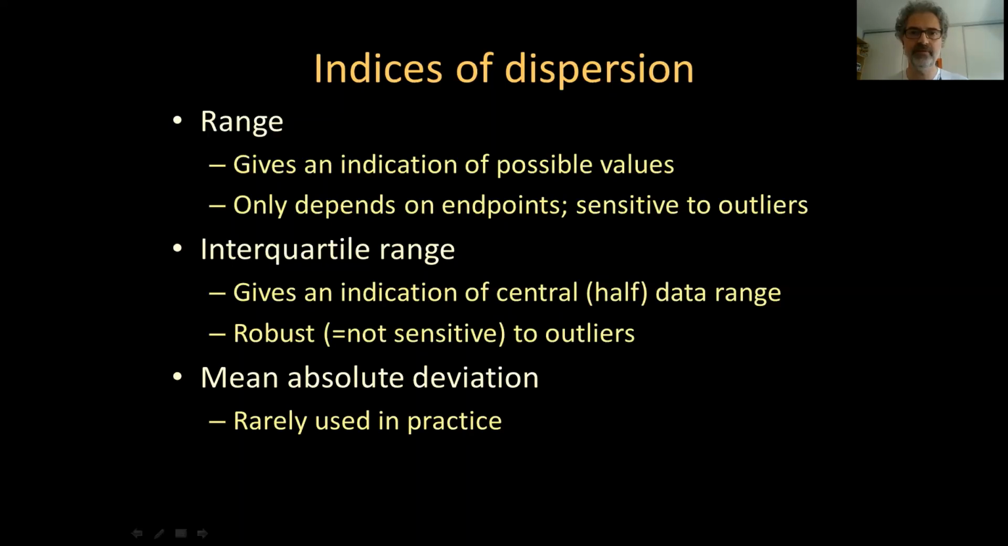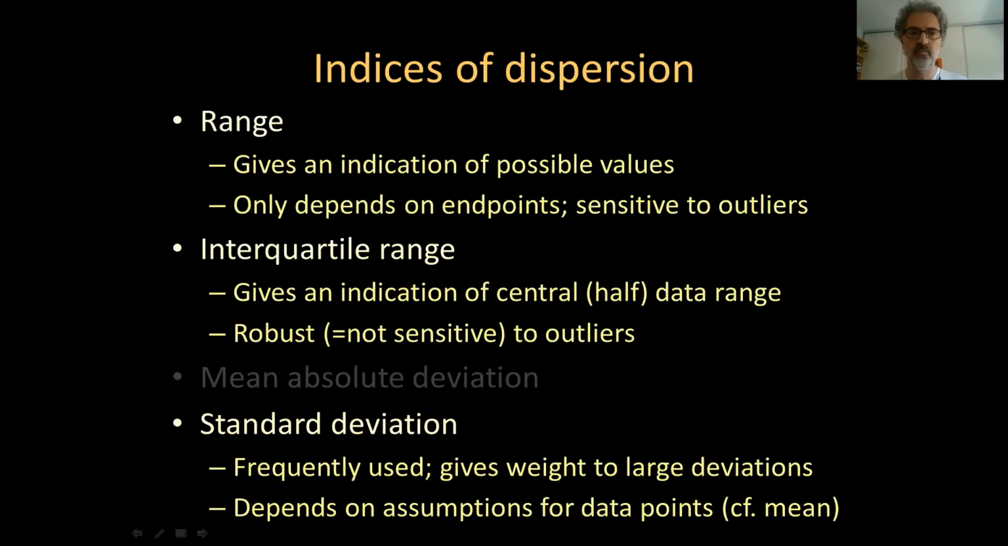The mean absolute deviation is not in fact very often used in practice because it doesn't really have any obvious advantages over the other options. What is frequently used when certain assumptions are met is the standard deviation. The standard deviation, as we said, gives weight to large deviations and can be very useful for predicting where new values will be. But like the mean, it is sensitive on certain assumptions about our data, about which we'll say more later in the course.